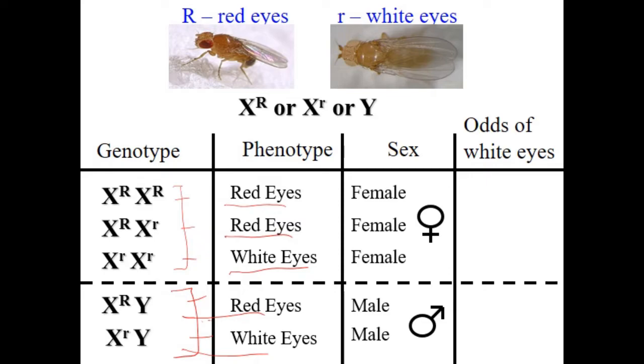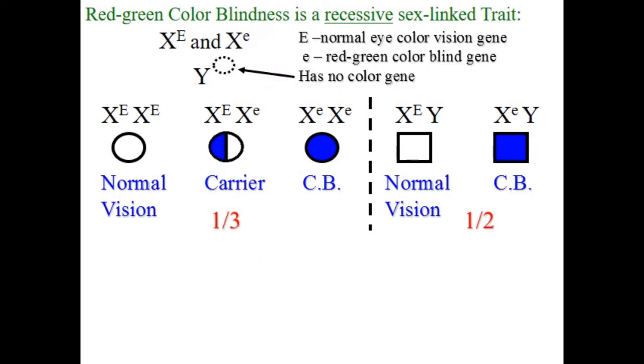So the odds of getting white eyes, if you're a female, statistically speaking, are only a third, 33%. Whereas if you're a male, the chances of you having white eyes is now 50%. All that just based upon the gender, based upon the XY system. Now let's try an example that's somewhat closer to home.